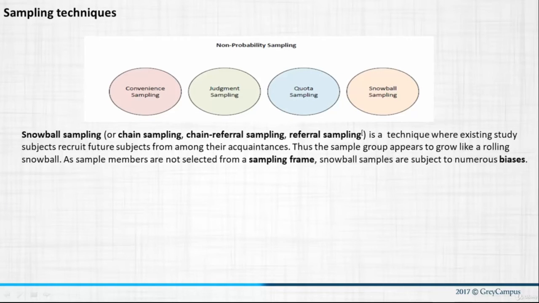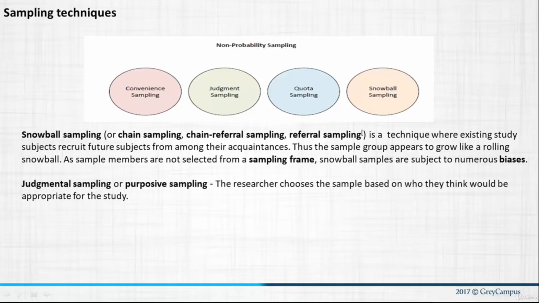Non-probability sampling. The snowball sampling is more of a referral-based sampling method than anything else. One thing you have to be very careful with snowball sampling is that it is very subject to biases because people are recommending the next people, and there's always bias associated with that.